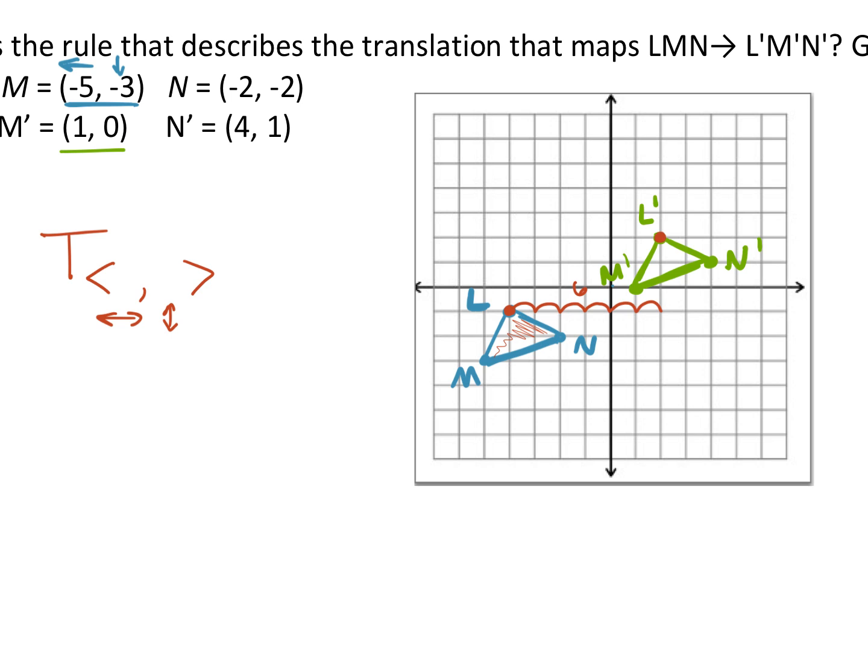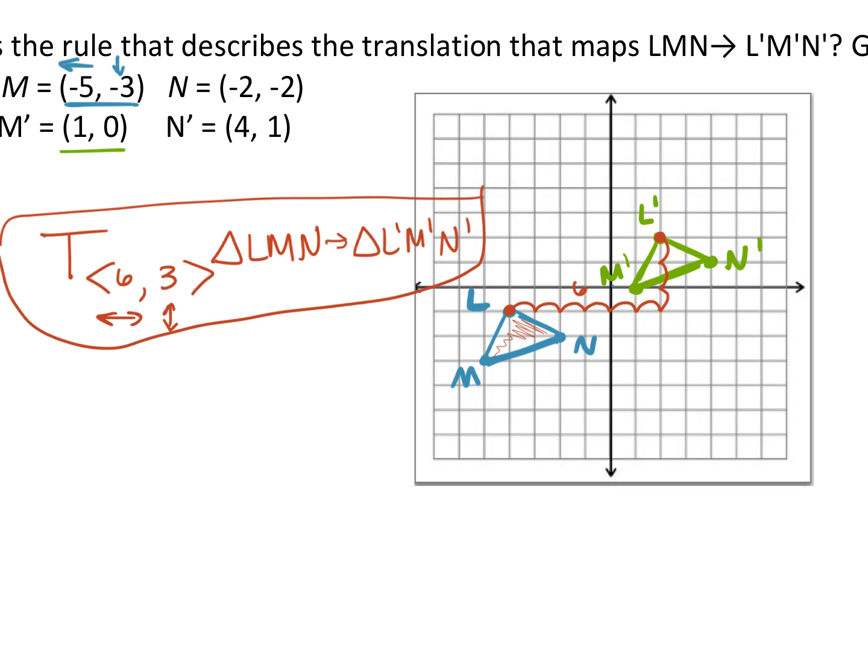If you moved to the right, you're moving positive. Then it's 1, 2, 3 up. Is that positive or negative? Positive. So you would say a translation of (6, 3) of triangle LMN maps onto triangle L prime, M prime, N prime. That's your rule.